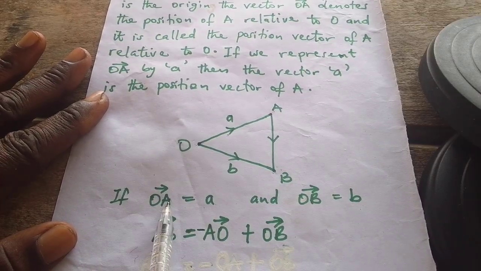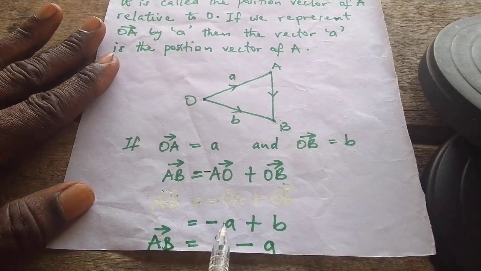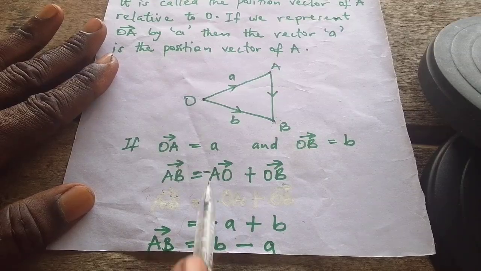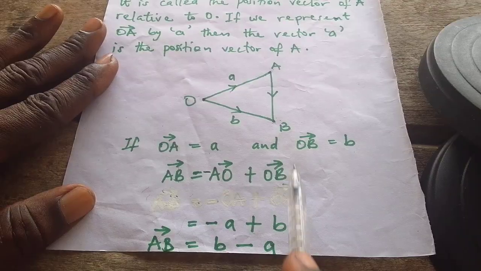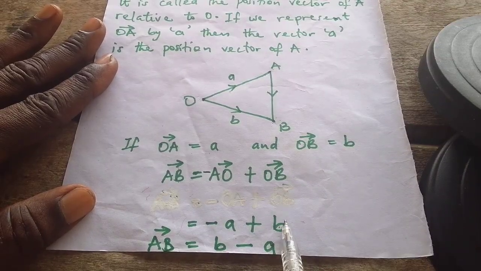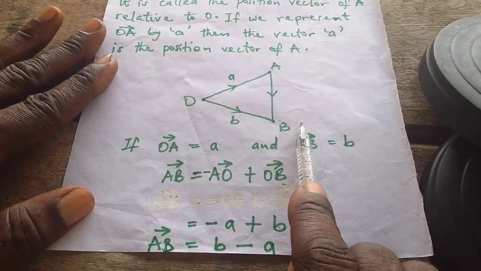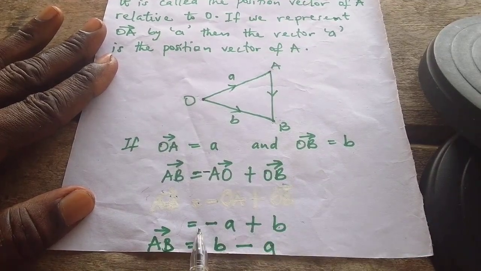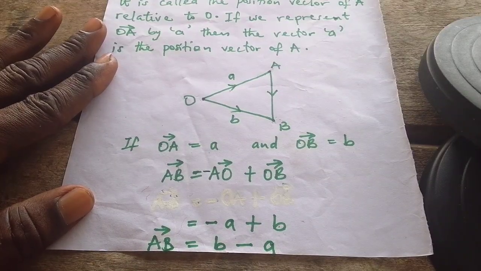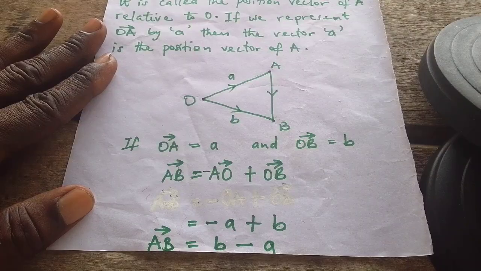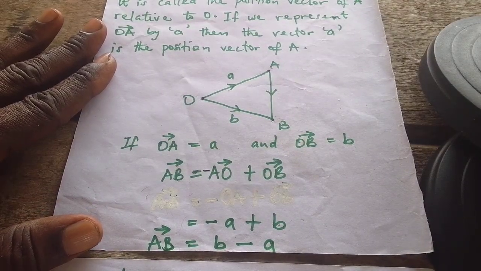And since our OA is plus a, our AO will be minus a, plus OB, which is b. Our OB is b. So if we want to describe the vector AB in relation to the position vector, it will be minus a plus b. If you rearrange this, you can have b minus a. So the position vector of AB can be written as b minus a.